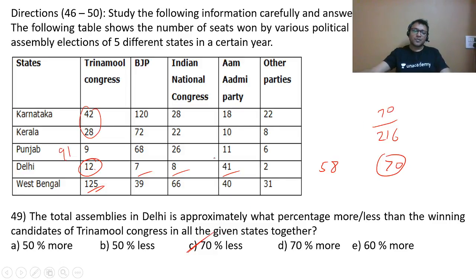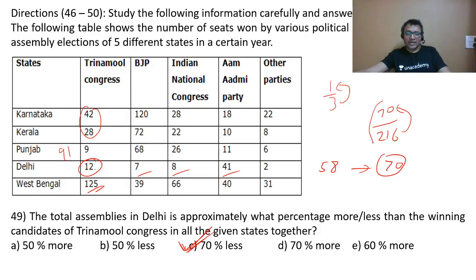Yes. So if I add Delhi, it becomes 70, and if I add Trinamool Congress, it becomes 216. So you can make out it's less than 1/3. If it was 1/3, it would be 66% less. It's more than that much less. So from the options, the only option possible is 70%. Right? You don't have to calculate accurately.